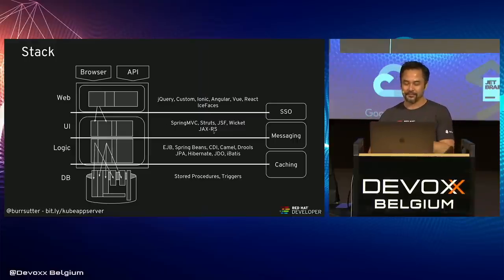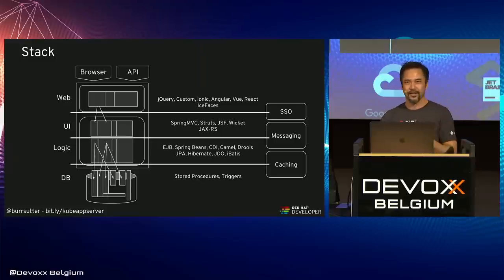So here's the concept, you see them right here: Struts and Spring, JSF, Wicket, maybe JAX-RS at that tier as well to communicate with a fat client like Angular or Vue. And you can kind of see we have maybe our EJBs or our Spring Beans, our CDI, but we might have Camel or Drools or JPA and Hibernate at this tier, or iBATIS. Lots of different things that we might have used. We might have had SSO, of course, across this.